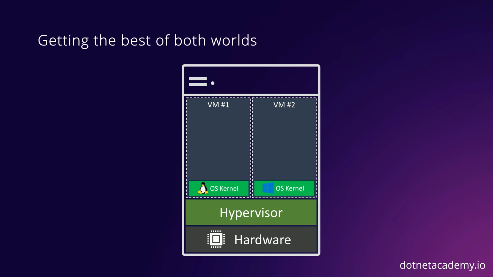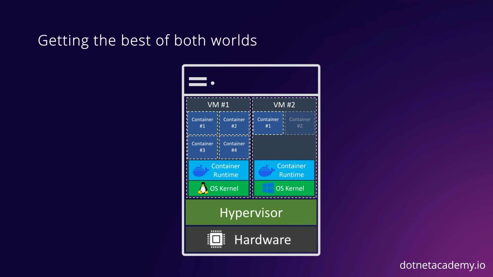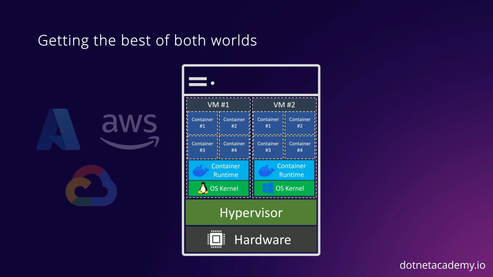Now, inside each VM, we can run a container runtime like Docker, which lets us host multiple containers that share that VM's kernel. This hybrid approach is exactly what major cloud providers use to run thousands of customer workloads. It gives you the bulletproof isolation of VMs between different customers or environments, while still letting you get all the efficiency and speed benefits of containers within each VM.